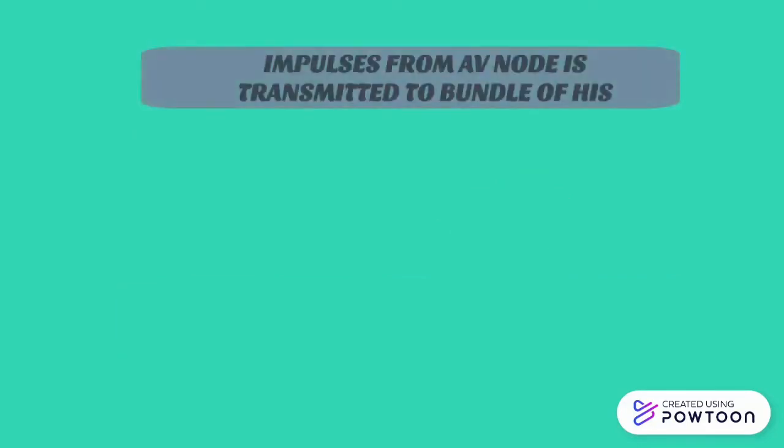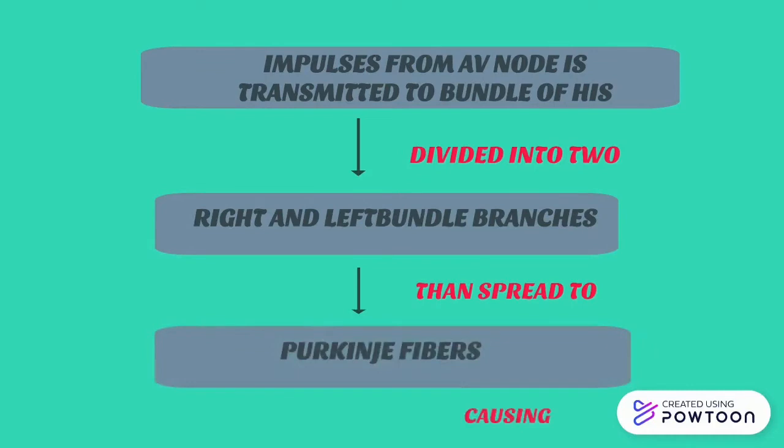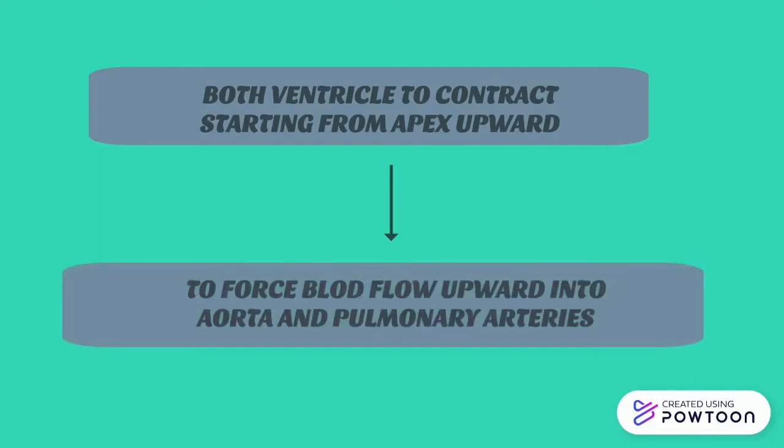Then, the impulse from the AV node is transmitted to the bundle of His and divides to the right and left branches. Then, the impulse is spread to the Purkinje fibers, causing both ventricles to contract simultaneously from the heart apex upwards. This is because the blood first flows upwards into the aorta and pulmonary arteries.